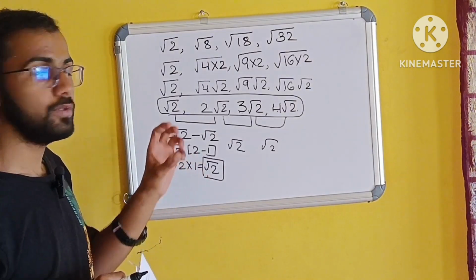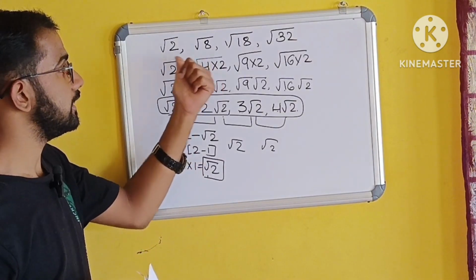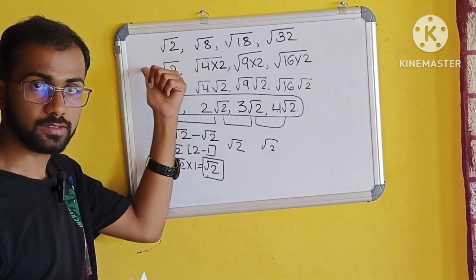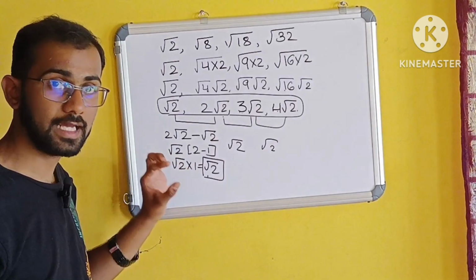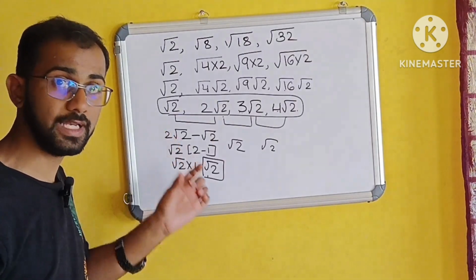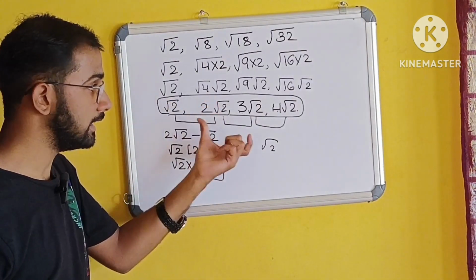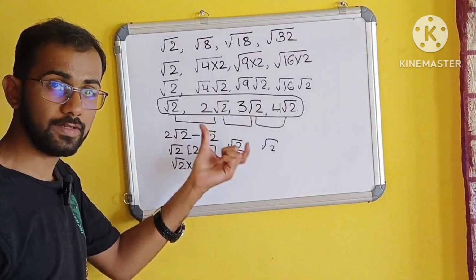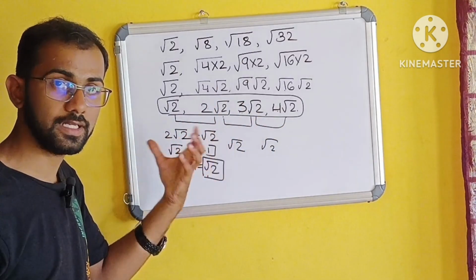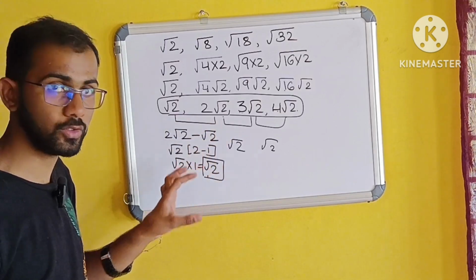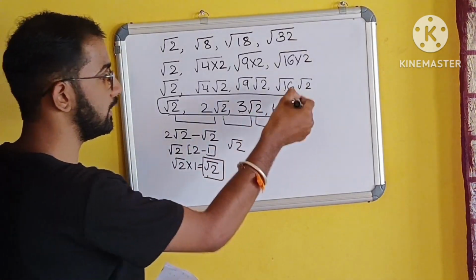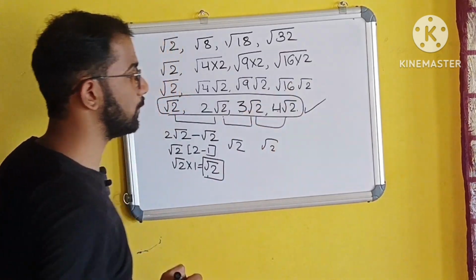So I will give you one tip. In case you see any root terms, then you need to simplify those terms. You need to split those terms like this. Then only that will be considered. Then only we know whether the given sequence is in arithmetic progression or not. So here the given sequence is in arithmetic progression.